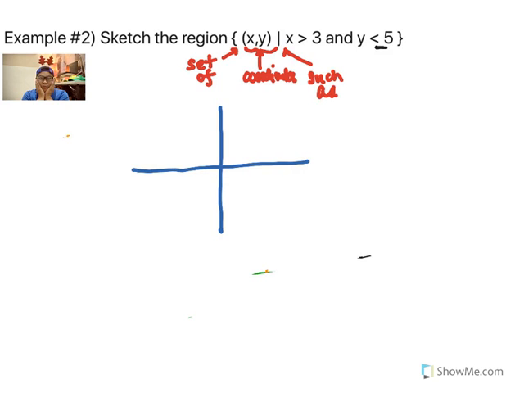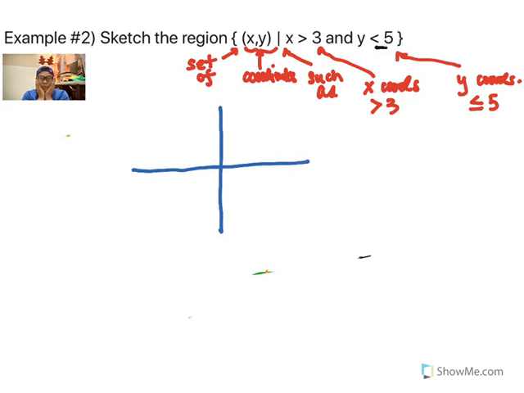So this is math writing. Math is a language. You need to be able to read it, especially if you're a computer science major. You're going to learn lots of different computer languages. Every symbol means something. So this is, okay, sketch the region of the XY axis that are the coordinates where x is greater than 3. The x coordinates, where are the x coordinates greater than 3? And at the same time, the y coordinates are less than or equal to 5.